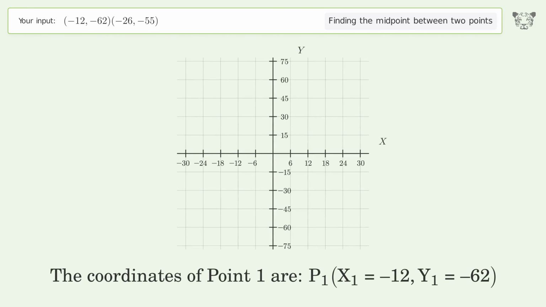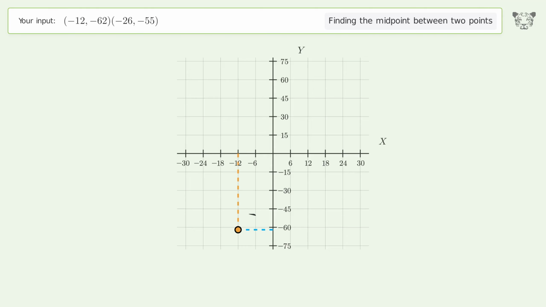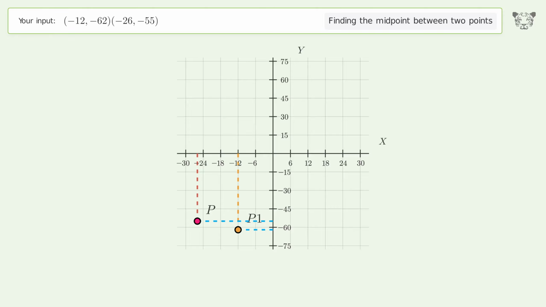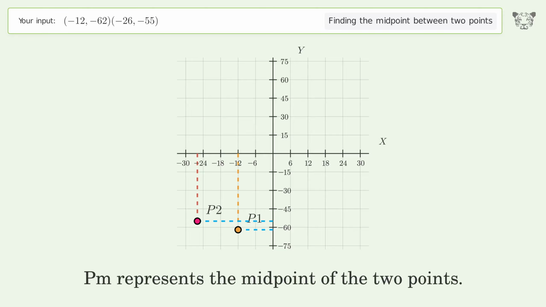The coordinates of point 1 are x1 equals -12, y1 equals -62. The coordinates of point 2 are x2 equals -26, y2 equals -55. PM represents the midpoint of the 2 points.